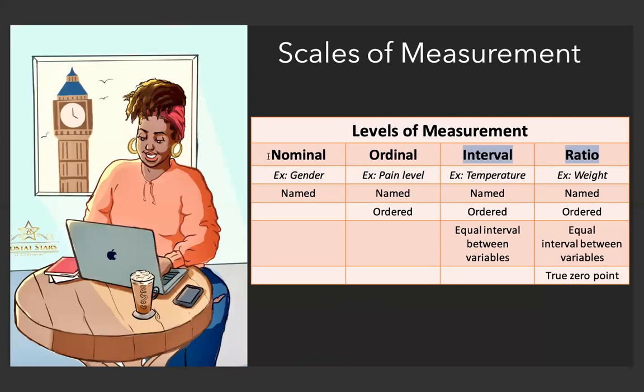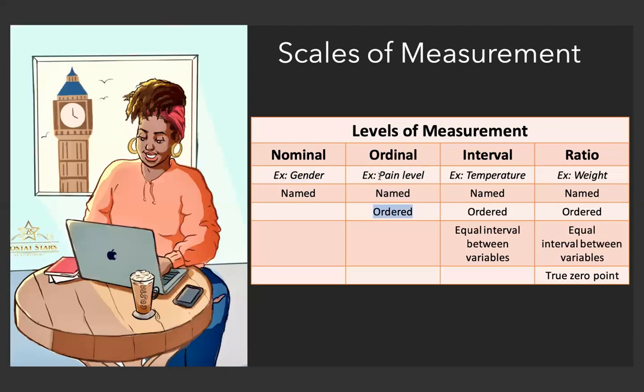So when we're talking about the nominal scale of measurement, we're basically saying that this is just a variable that is named. So it just has a name. For example, gender. Gender is a nominal variable because all we have is the name of this variable or the different categories, right? But when we come to the ordinal level of measurement, now there is another step, right? In addition to being named, ordinal level of measurement also has an order, like we've already talked about.